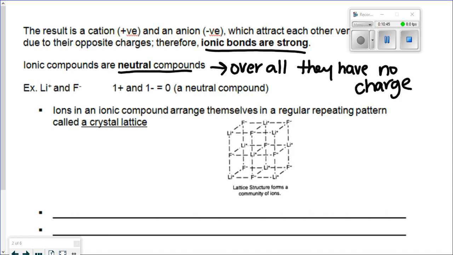Within a formula unit, there's charges associated with it, but overall it has a neutral charge. So for the example that we just did there, lithium had a 1 positive charge, fluorine had a 1 negative charge. If you have 1 positive and 1 negative, that's going to be equal to 0. So overall it's a neutral compound.